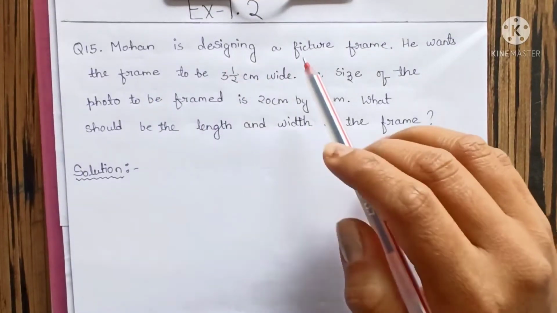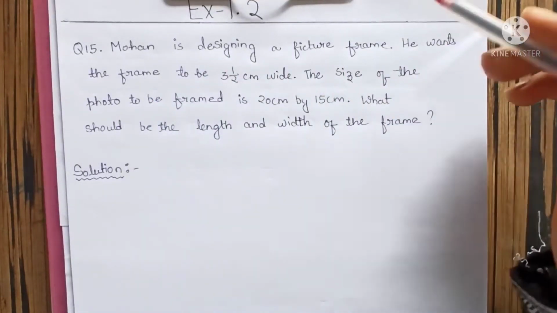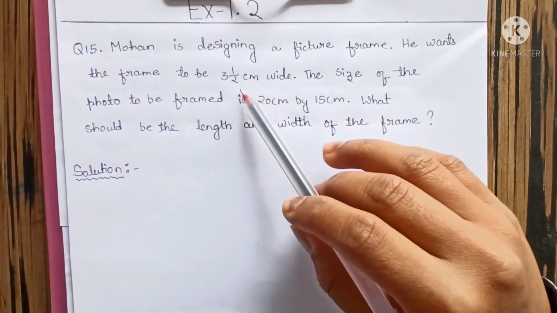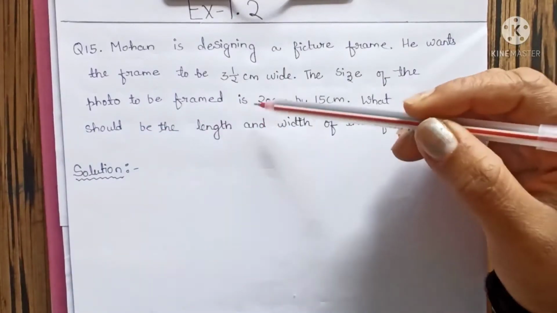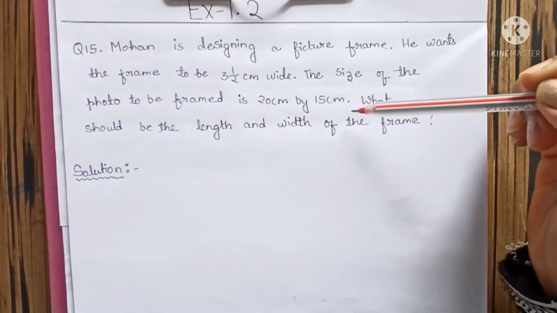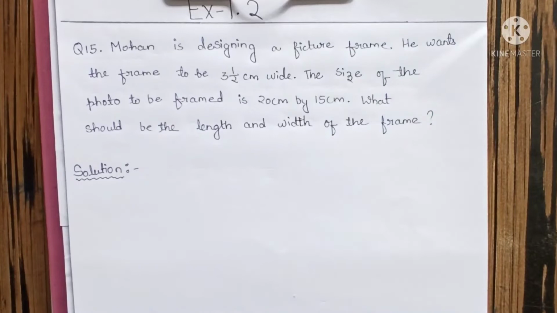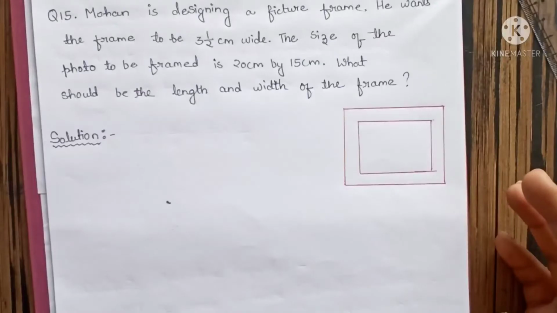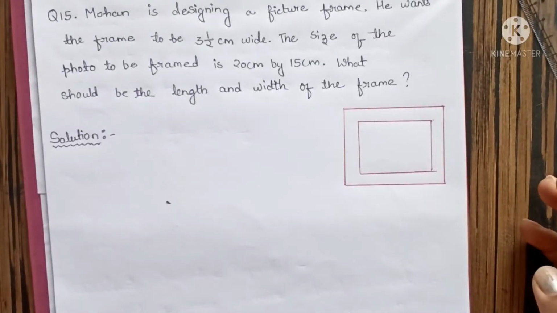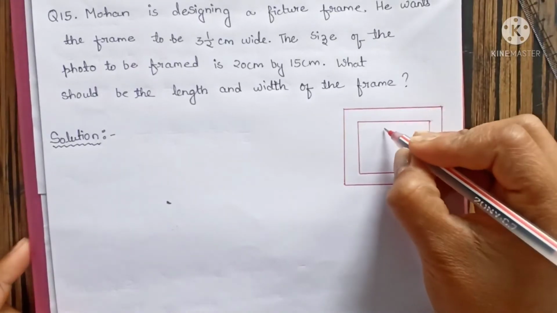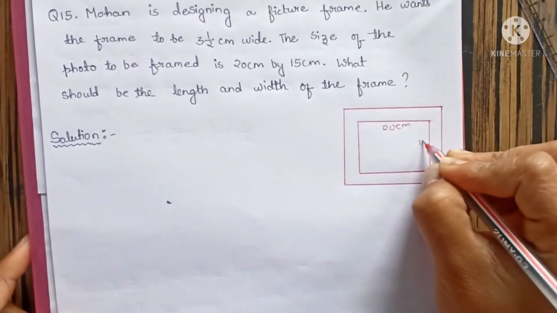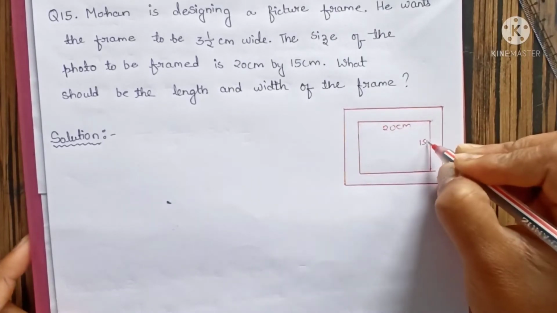Mohan is designing a picture frame. He wants the frame to be 3.5 cm wide. The size of the photo to be framed is 20 cm by 15 cm. So there is a photo and we have to put a frame around the picture, around the photo. So in this way, there is a picture here. This is the photo of 20 cm in length and 15 in breadth. So this is the length and this is breadth.